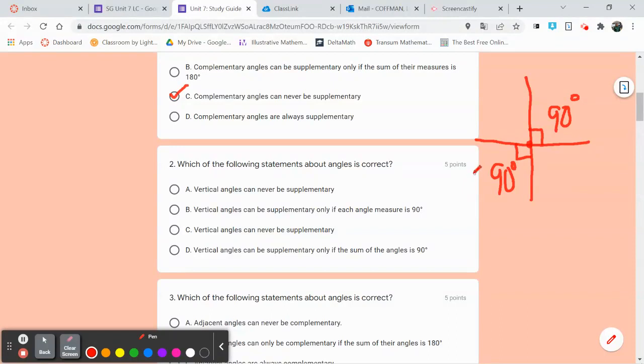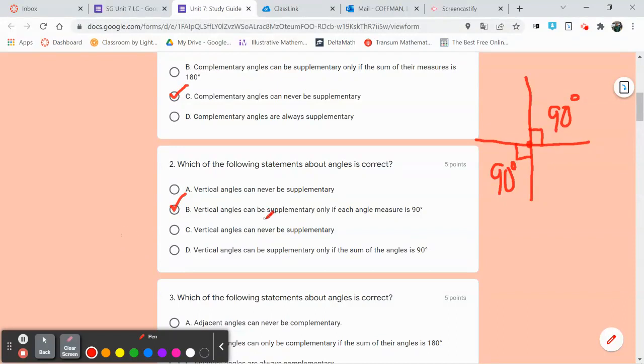If they give you two angles that aren't sharing a side or adjacent or vertical even, and they ask you what they equal, you add them together. So these are vertical angles, and they're also supplementary because they're both 90 degrees, and together their sum is 180. So that's correct. We found the right answer.